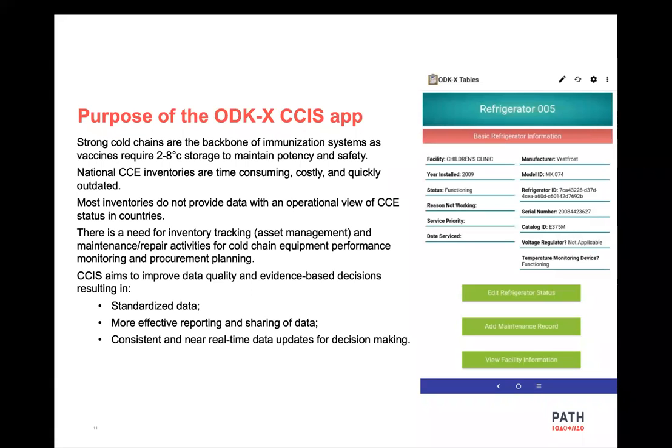At the bottom there's the standardized data: getting more effective reporting and sharing of data, not just reporting up to the central or national level people, but pushing data back down to the cold chain technicians to make it useful, and having that be consistent and near real time. Also, interoperability was a big thing, and so the CCIS is using a lot of the same data standards as DHIS2 and other platforms out there, so that we can make sure that data is interchangeable. Next slide, please.